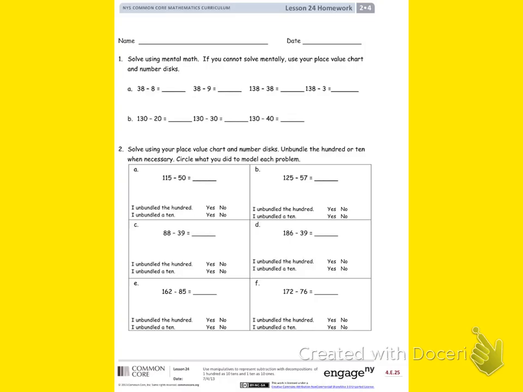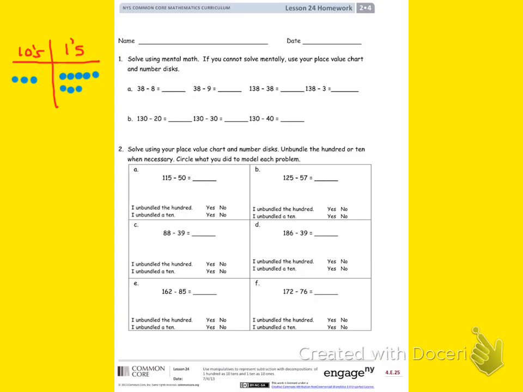If I drew a place value chart here and labeled it ones and tens, I would need to draw 38. 38 has 8 ones, 1, 2, 3, 4, 5, 6, 7, 8. Remember, only 5 goes in a row, then start a new row. 38 has 3 tens, 1, 2, 3.